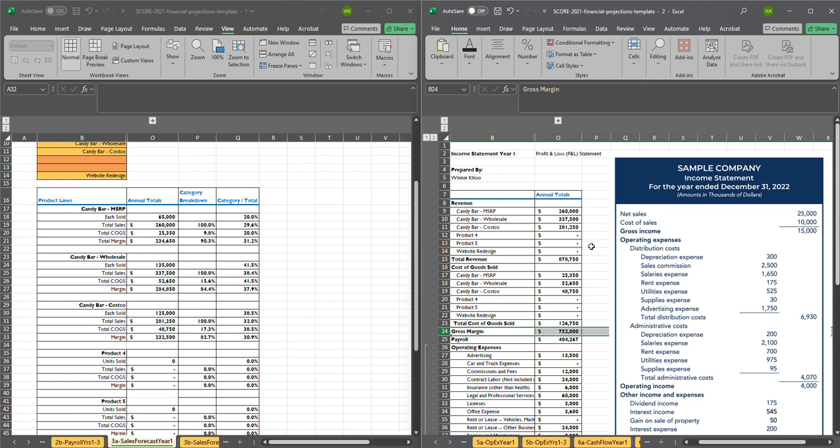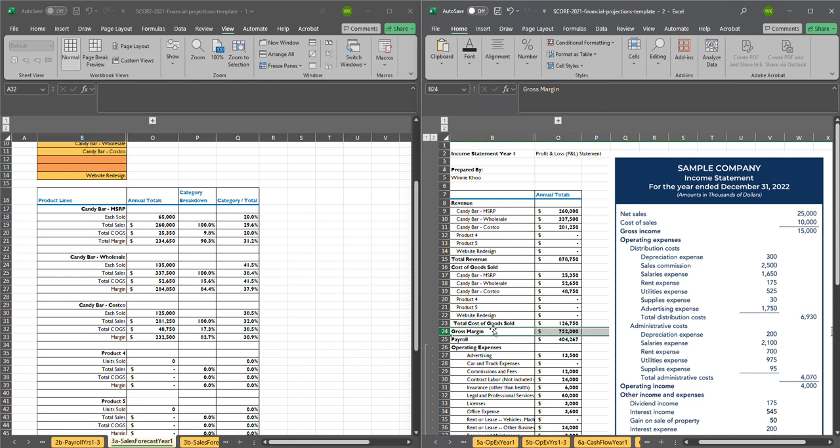And then we reach our first subtotal known as gross income or gross margin. And you calculate this by sales minus COGS equals this number, which is known as gross income, gross margin. And this is an important metric to know how profitable you are just by providing your goods and services.